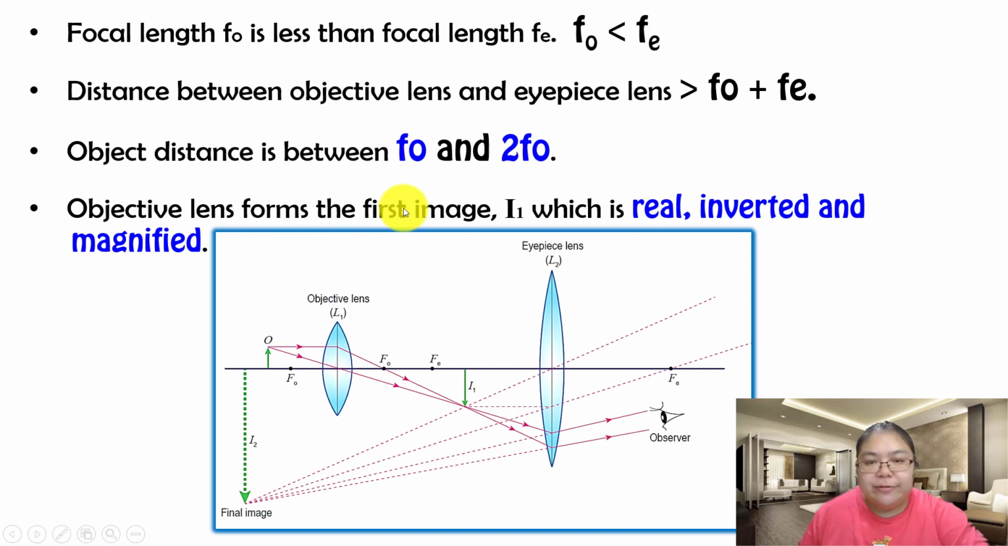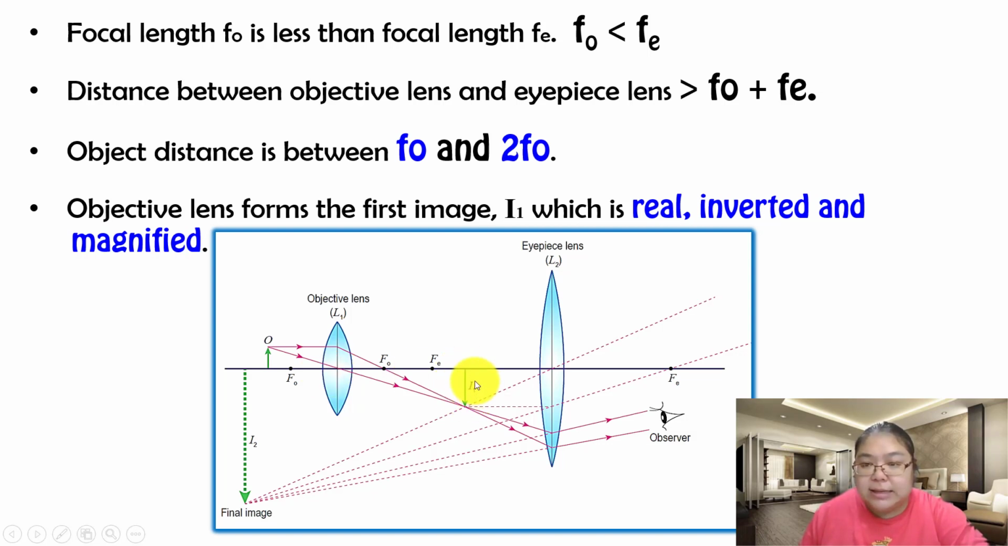The objective lens can form the first image. This one is the objective lens. When the rays from the object pass, the first ray passes to the F. The second ray they never draw. They draw the third ray straight forward, passing the center and going down, so they cross already. Can you see this one is the first image? This first image is from the objective lens.